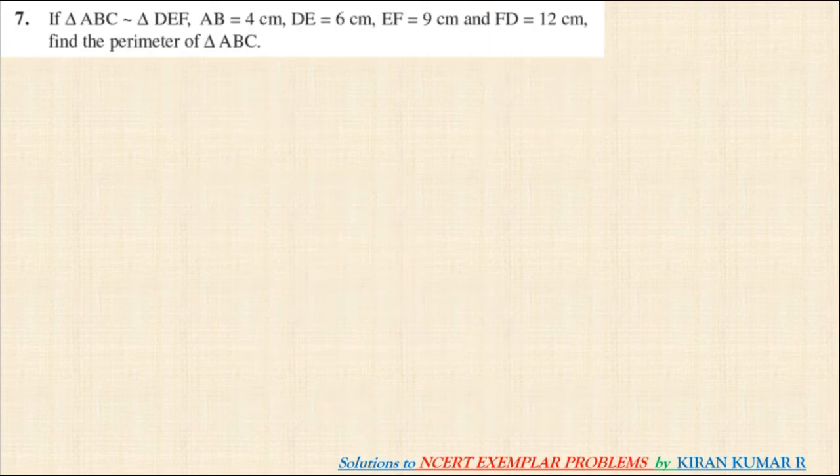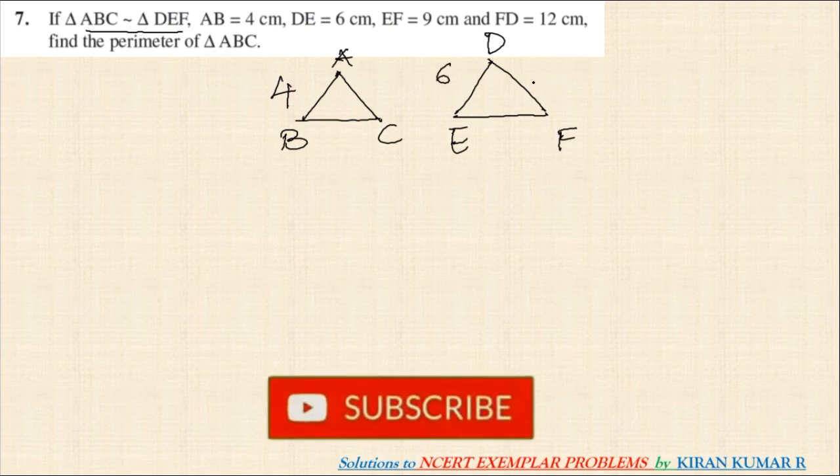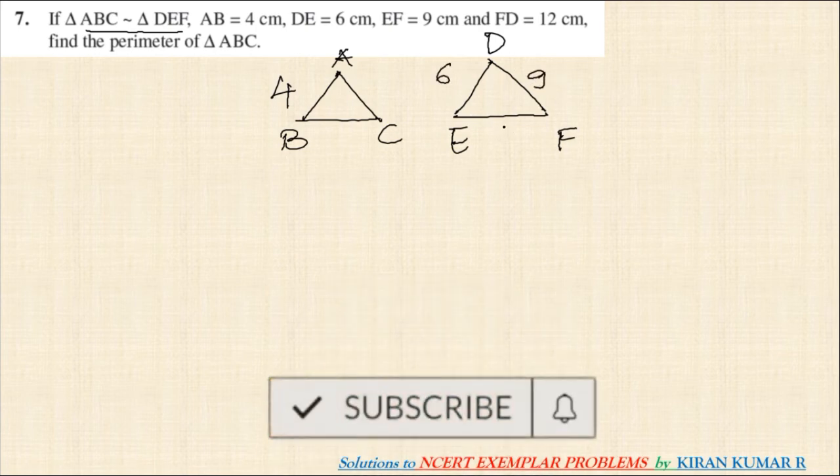Question number 7. In the 7th question, they have given two similar triangles ABC and DEF, and they have mentioned the lengths of the triangles. If I name the triangle as ABC, they have given the length of AB is 4 centimeter. The lengths of the other sides of this triangle are not given, but for the other triangle DEF, the lengths are mentioned. DE is 6 centimeter, EF is 9 centimeter, and FD is 12 centimeter.